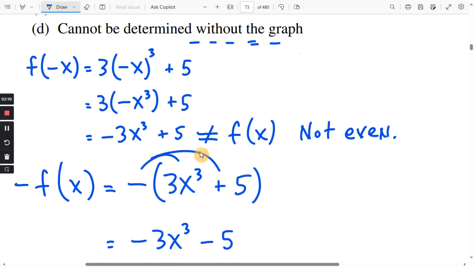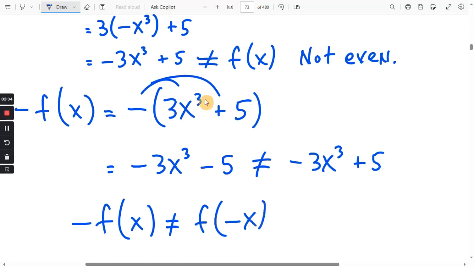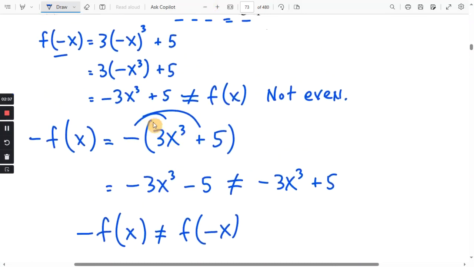Now, does that equal f of negative x? Does that equal negative 3x to the third plus 5? No, it does not. All right, negative f of x does not equal f of negative x. We have f of negative x right here, and we can see they don't equal. So it's not odd.